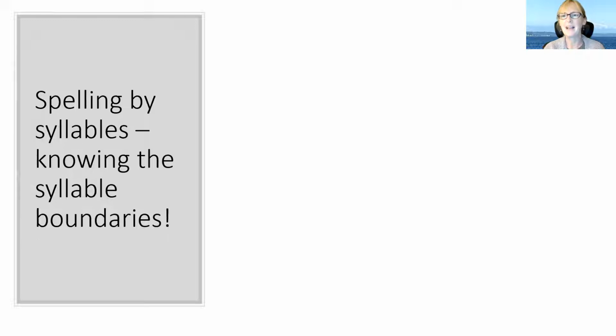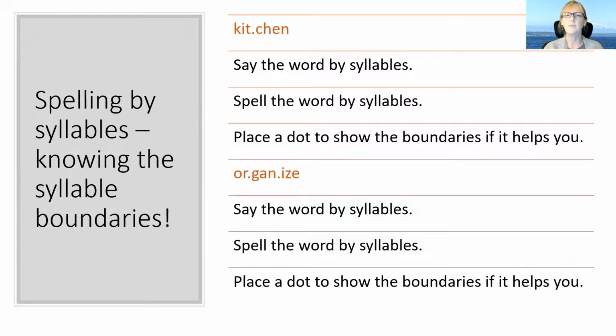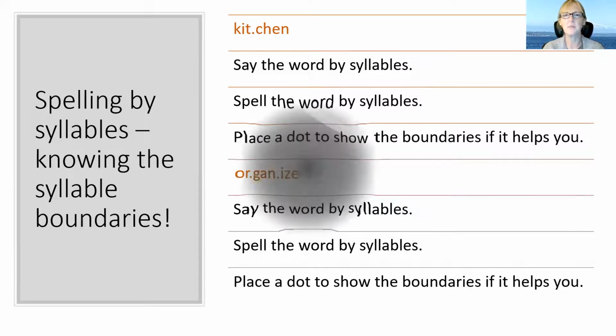So let's go back to those syllable boundaries for a few minutes. Kitchen. We say the word by syllables. We spell the word by syllables. Kit, K-I-T, chen, C-H-E-N. And then we place a dot to show the boundary if it helps you. Same with organize, 3 syllables. Organize. So we have O-R. Gun is actually a schwa, G-A-N. The schwa is spelled with an A in this case. Ize, I-Z-E, to make that long I sound. So we're just remembering that.